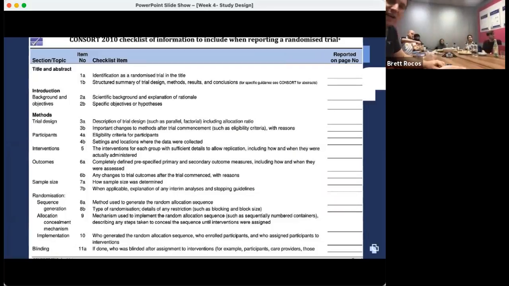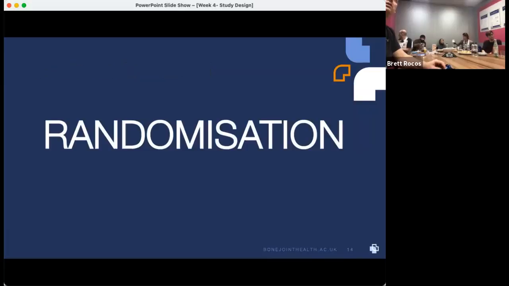How did you allocate? How did you hide it? And so on. Okay, so these are all important things that you need to think about when you're designing your clinical trial. And there are lists for all different trials as well, of course, that we all know about and are familiar with, so we won't go into today. So what's the big strength? Is the randomization, isn't it?